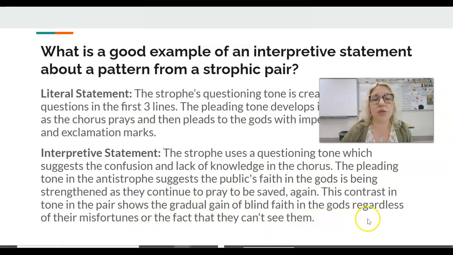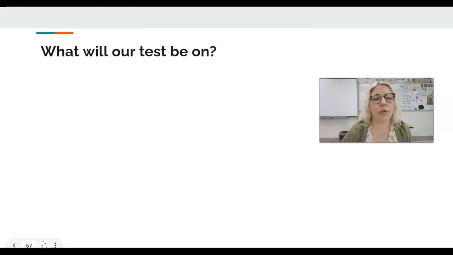So then this needs to be supported with text. I'm just showing you the literal statement and the interpretive statement. But I think this is a valid interpretation that certainly can be supported and is interesting. It gets to theme and meaning, this idea of blind faith and believing in the gods. It's profound in and of itself that a questioning leads to a faith in human nature.